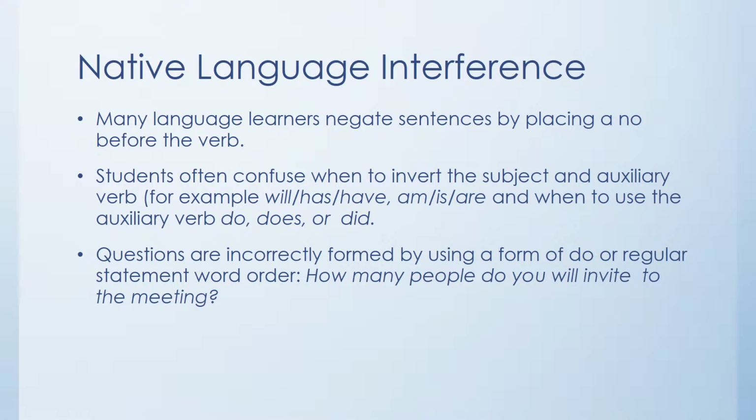Other ways, and the more general ways of native language interference occurring, would be inverting the subject and auxiliary verb, and also incorrectly forming questions. And an example of that would be, how many people do you will invite to the meeting?